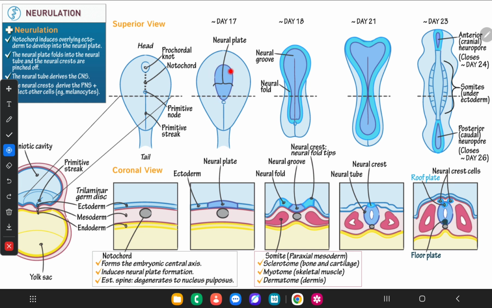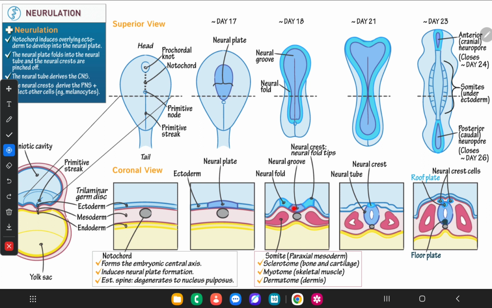Here is the neural plate. Here is the neural plate in the ectoderm. Here is the primitive streak, primitive node, then notochord and notochordal knot. Here is the cranial end and the caudal end. Then this is the neural plate. The lateral edge of the neural plate is elevated to form neural folds like here. Then the depressed mid-region forms the neural groove. Here is the depressed area, and this area is called the neural groove.